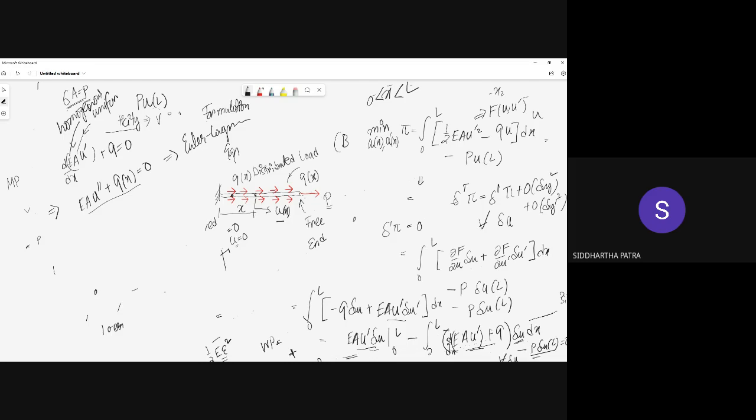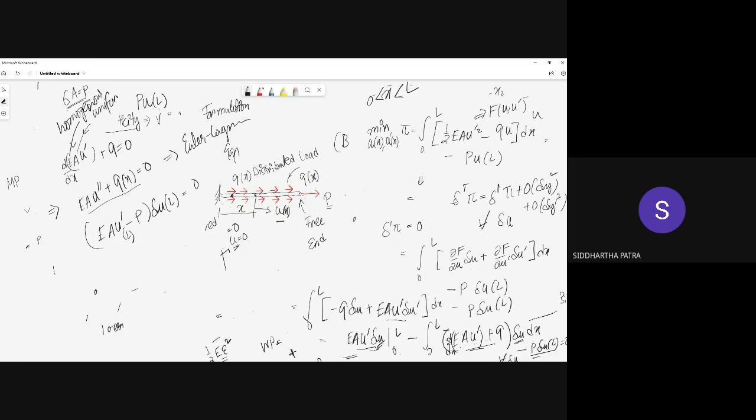Now you need to understand that the bar is being held at x equals 0, so the variation itself is 0 at x equals 0, not because the value of u is 0, but because the value of u is known at x equals 0. So we cannot have a variation over u at x equals 0. So at x equals 0, this is 0. But what happens at x equals L? What we get to know is at x equals L, EA u prime minus P times delta u at L equals 0.